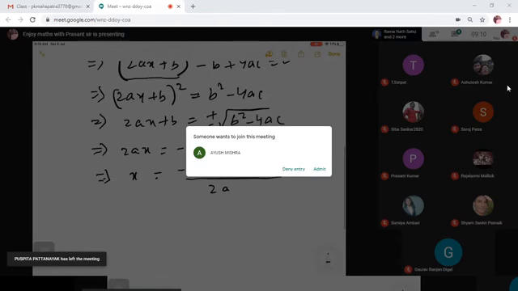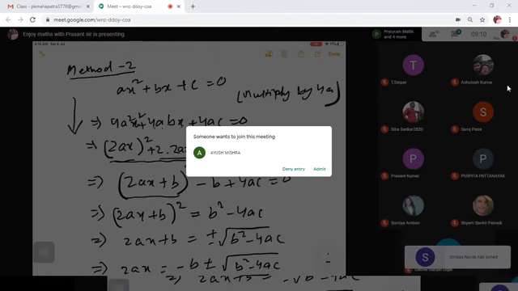Yesterday we learned it by dividing by a. In the first step we divided by a. Today we learned the method in which we multiplied by 4a. Whichever is easier for you, you can apply that method. And as for the questions, there may be slight differences in which we can make it very easy also. And let me take one example now.